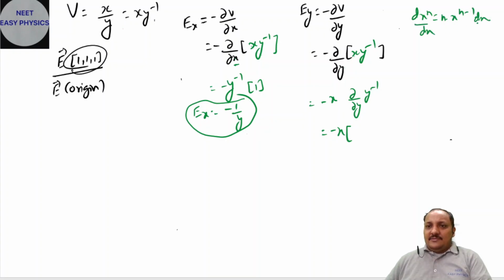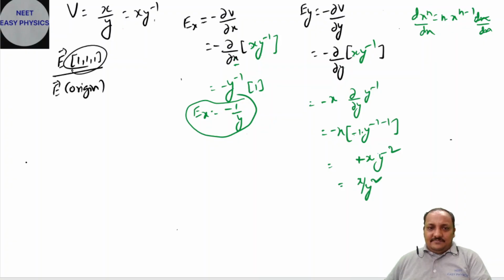With respect to x means x will be cancelled. Therefore, with respect to y, minus 1 into y power minus 1 minus 1, so minus into minus gives plus x y power minus 2. Correct? x y power minus 2. But which sign are we getting? Positive sign here. So this one they will write as x by y square.